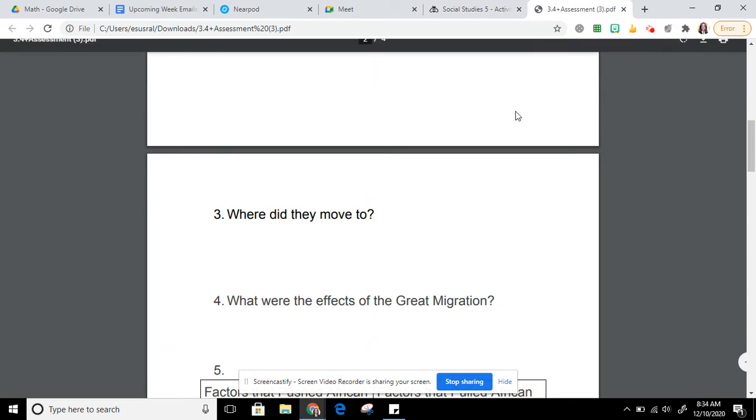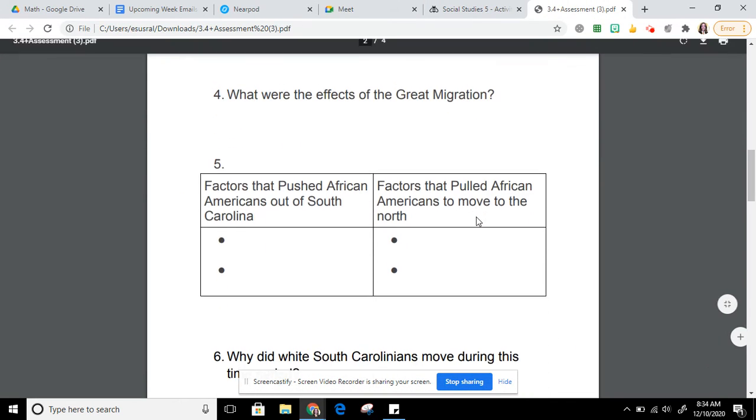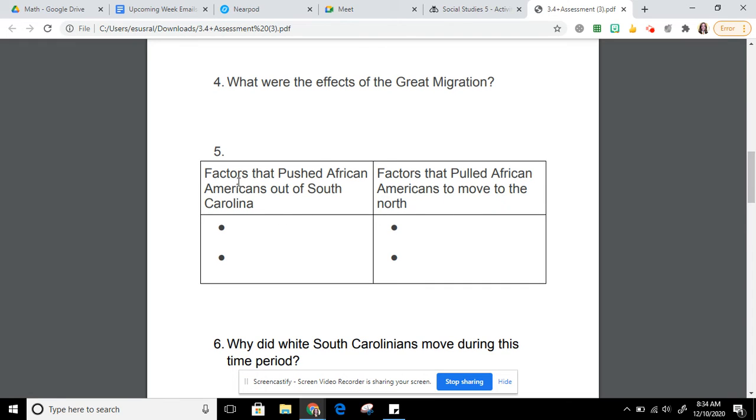So we're going to go back to the assignment. Let's look at 5 and 6. So 5, you're looking at factors that pushed African Americans out of South Carolina. So what were reasons that led African Americans to leave South Carolina? You'd put 2 push factors, reasons they left South Carolina. And then on the right side of the chart, factors that pulled African Americans to move to the North. So for this side of the chart, you're focusing on what was happening in the North that led them to want to go to the North.